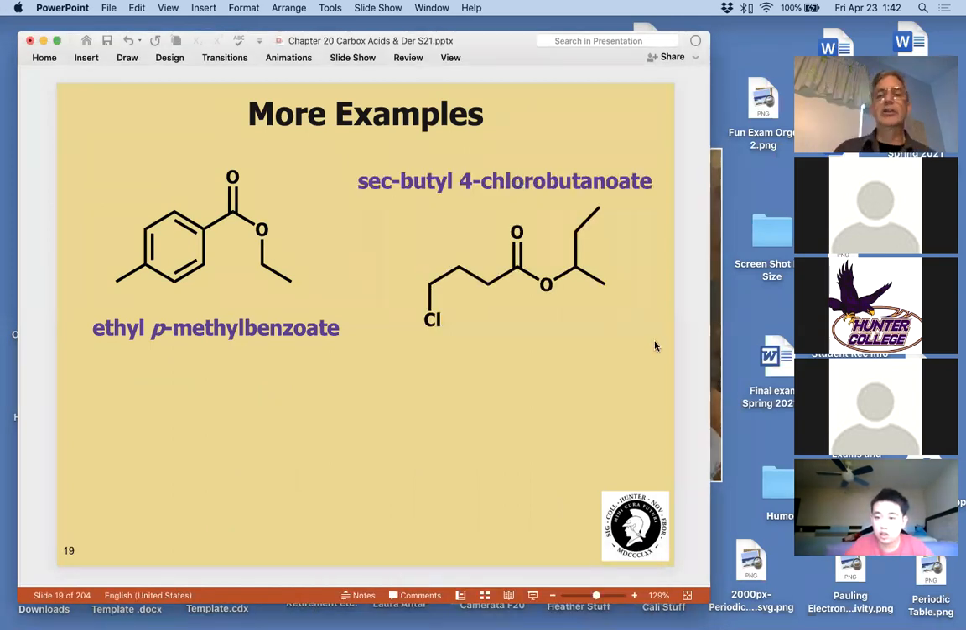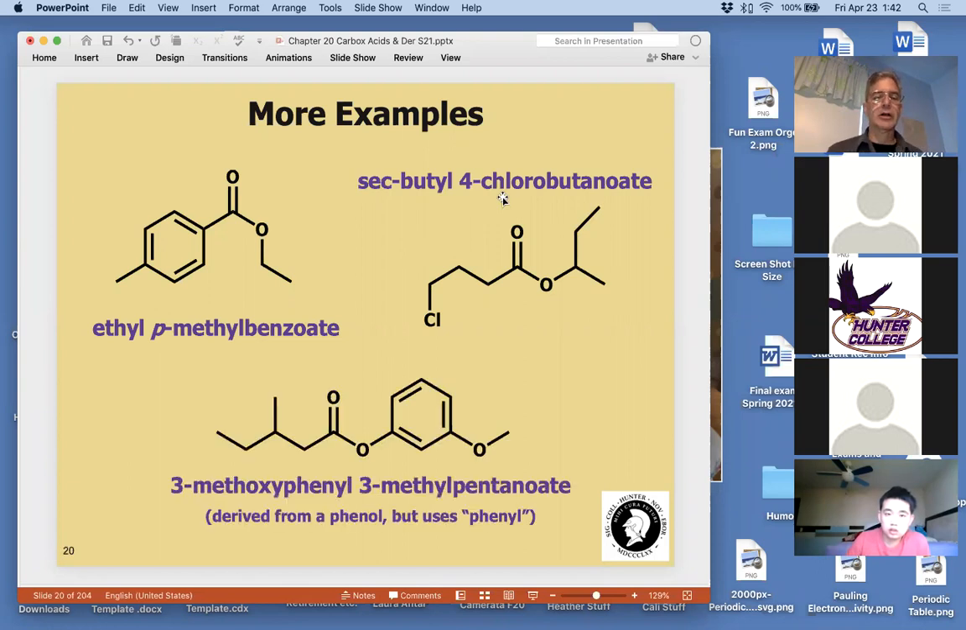Here's something a little fancier. So the alcohol side is sec-butyl as a substituent. Okay, there is an IUPAC form of this, but I'm not going to worry about it. It's actually 1-methylpropyl, but then 4-chlorobutanoate. So a little more complicated, hardly real complicated.